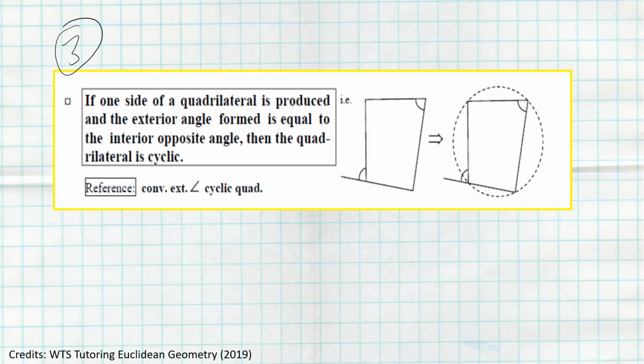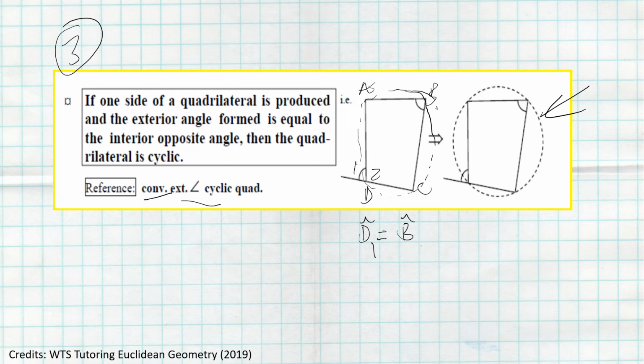Okay, so we did this theorem, and we know that if you can manage to prove that in your given quadrilateral, let's say ABCD, an exterior angle D1 is equal to the opposite interior angle, then you can conclude there's a circle around those points, making it a cyclic quad. Why? By converse exterior angle of a cyclic quad.